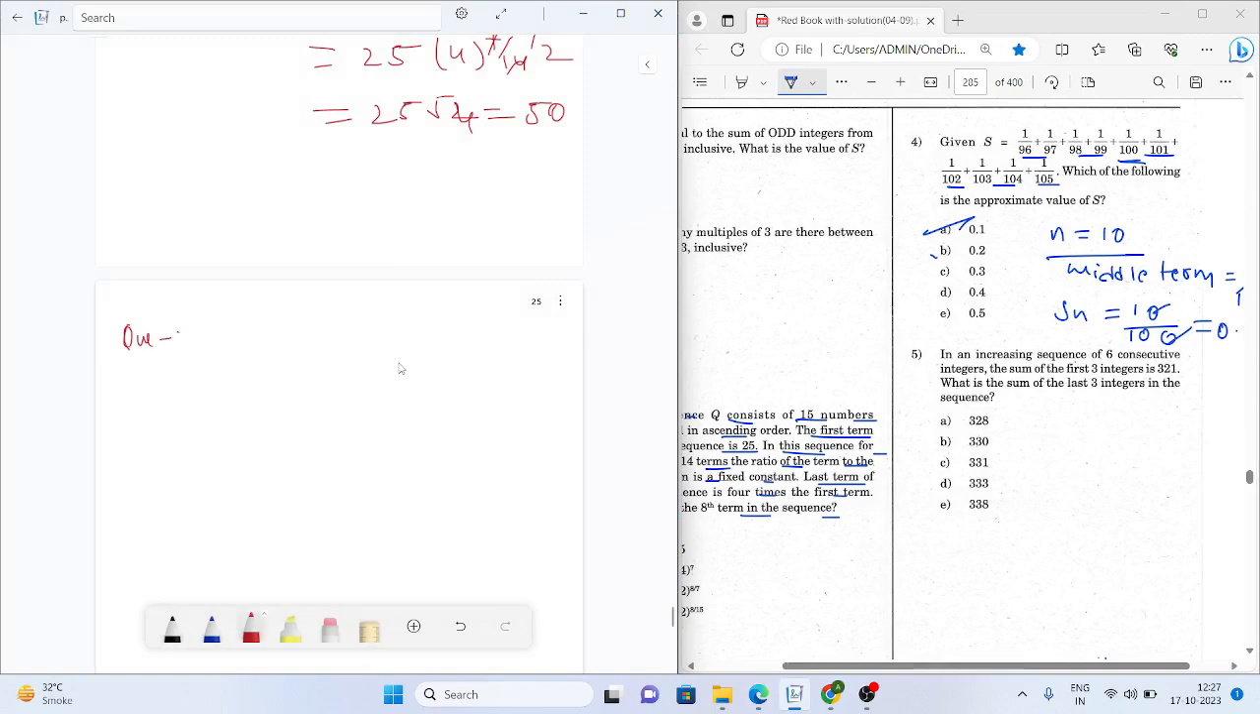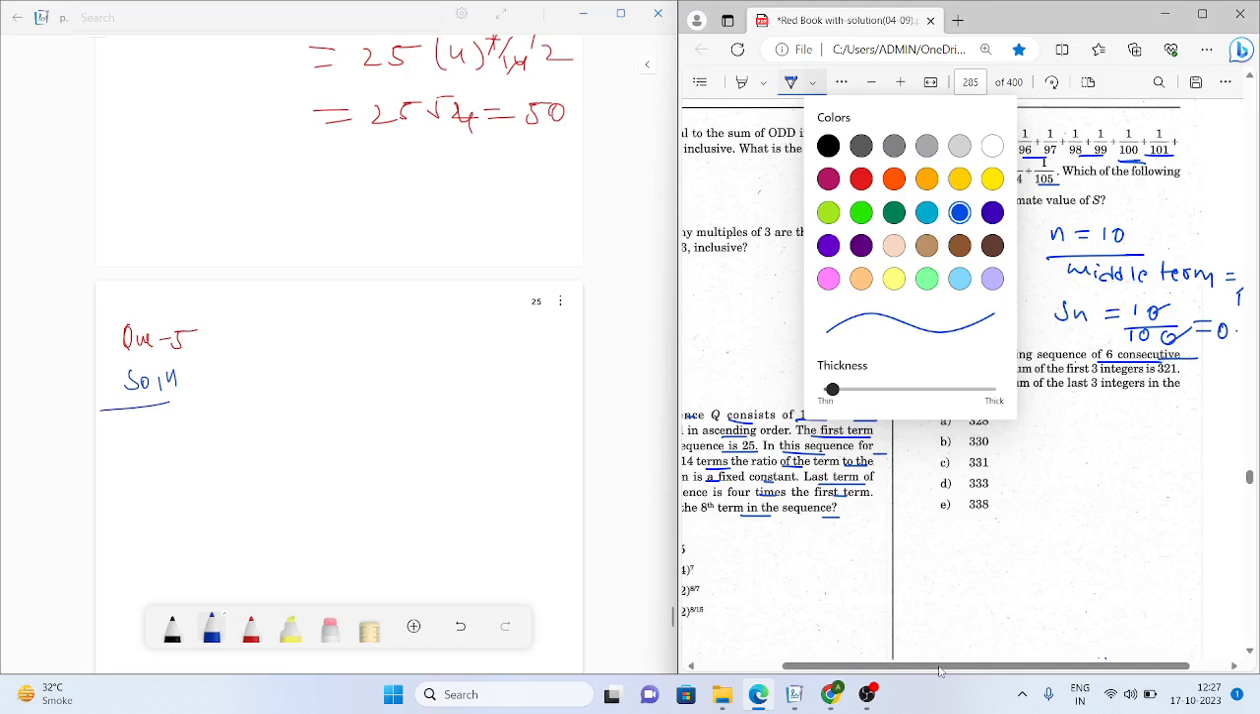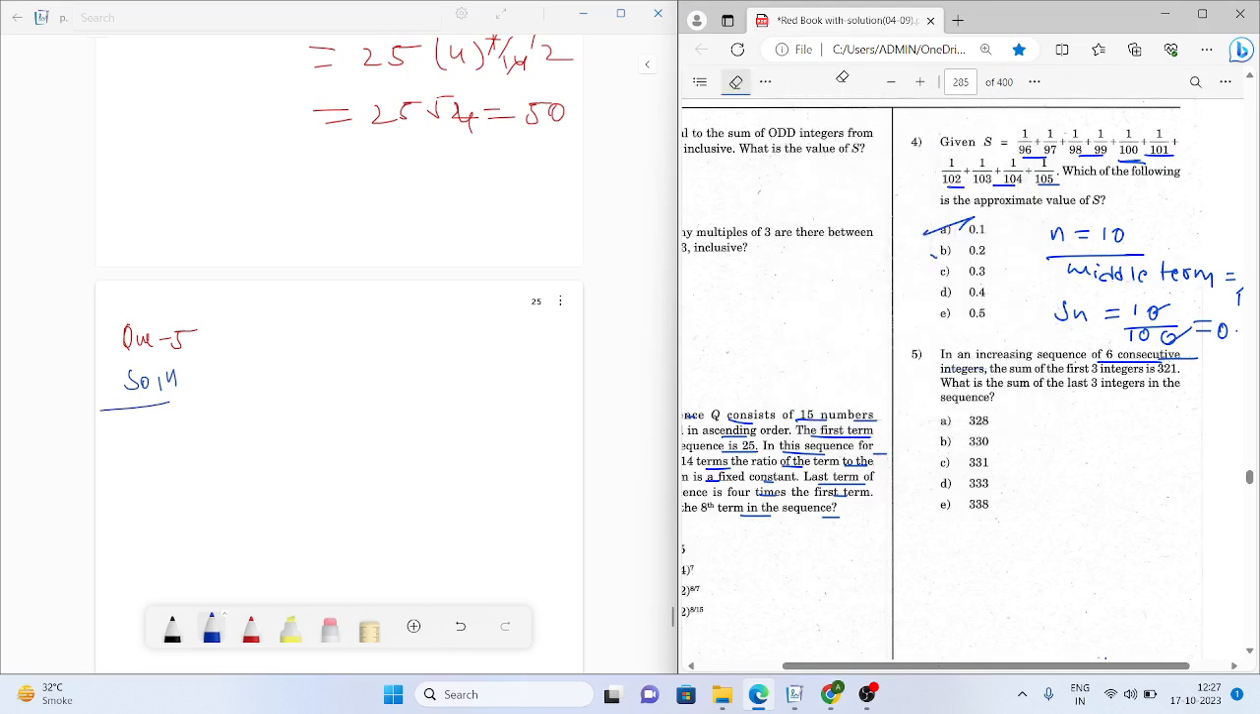So what is the 5th question? In an increasing sequence of 6 consecutive integers, the sum of the first three integers is 321. What is the sum of the last three integers in the sequence? So what does consecutive mean? लगातार. 1, 2, 3 is consecutive. So if you add 1, you get the consecutive number.